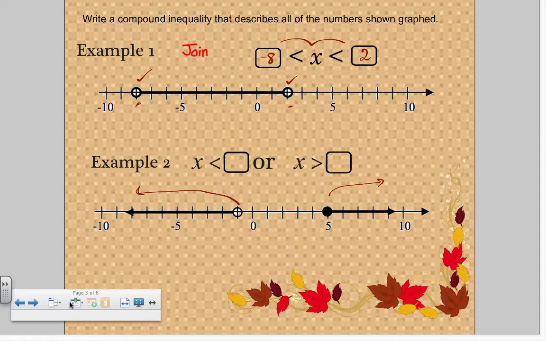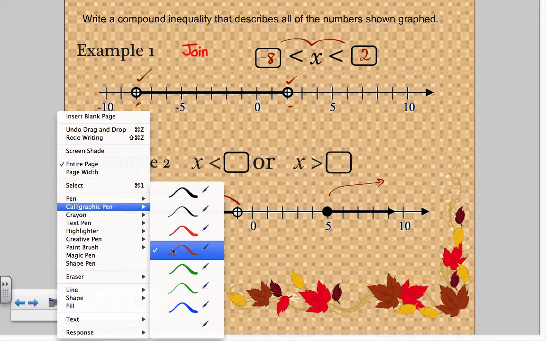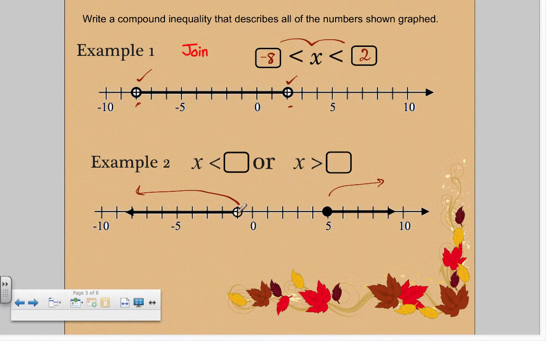All right, so this is a -1, and this is a +5, but notice how it's colored in. That means I have to add an equal sign here. So this game says if I pick an x value less than -1, or if I pick an x value greater than or equal to 5, I'm going to win.